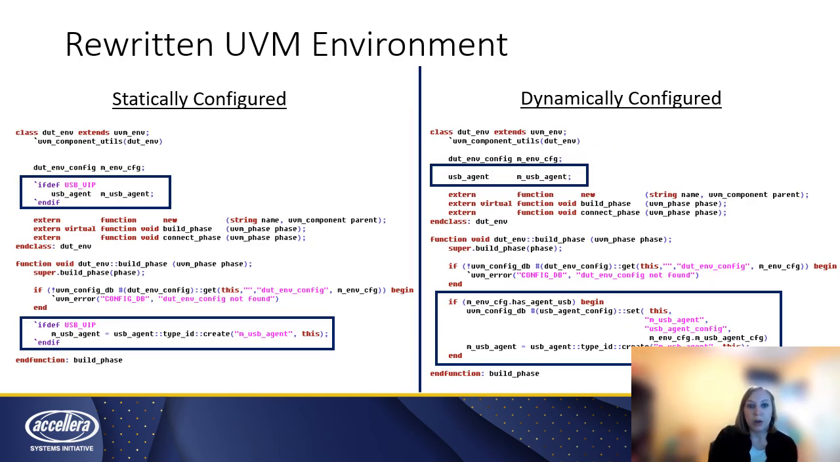I showed you a couple slides ago the statically configured UVM environment we had. The rewritten environment on the right demonstrates how it can take advantage of the dynamic configuration power of UVM. Here, the USB agent is always a member of the environment, but whether it is built depends on how the environment has been configured. You'll notice that the has_agent_USB variable in the environment configuration object is checked to determine whether or not to create the agent.